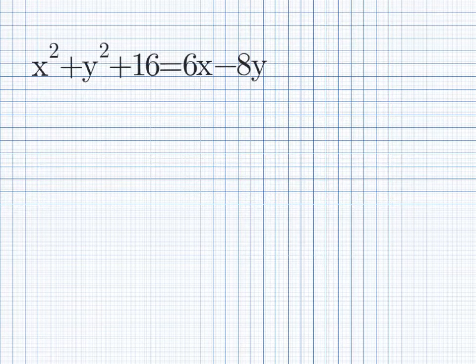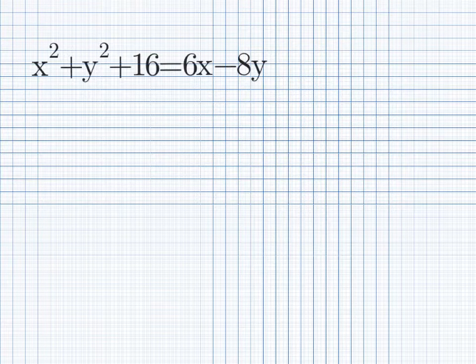In problem number 9, we're given the equation of a circle, x squared plus y squared plus 16 equals 6x subtract 8y. And we're asked to do three things: to put the equation into standard form, to write and label the coordinates of the center, and then to find and label the value of the radius. So let's start by getting our equation into standard form.